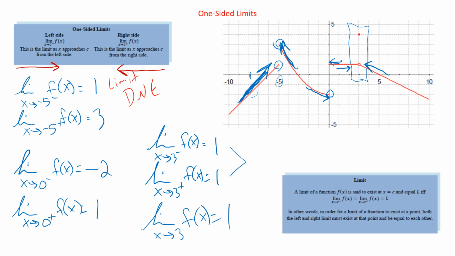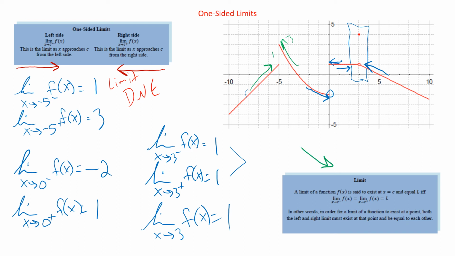If we're looking at -5, and we're looking at a table, this side is getting closer to 1, this side is getting closer to 3, and so the table's going to have a big jump in it. What would we expect to go in that spot? There's nothing that we would expect to go in that spot. It just doesn't make sense. And so the limit itself does not exist.